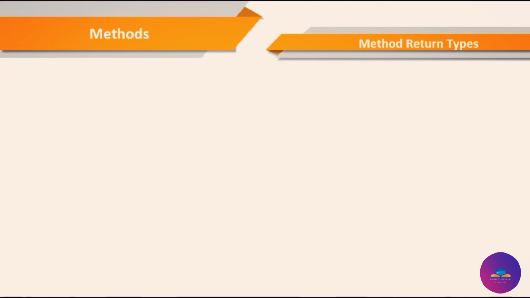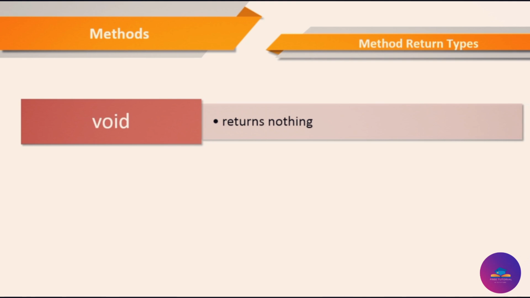Method return types. Every method in Java returns something, right? Either some value or nothing. If it returns a value, this value can be either primitive or non-primitive. The void keyword allows us to create methods which do not return a value. These methods perform a set of tasks without a return value. So when a method does not return a value, it's indicated by the keyword void before the name of the method.